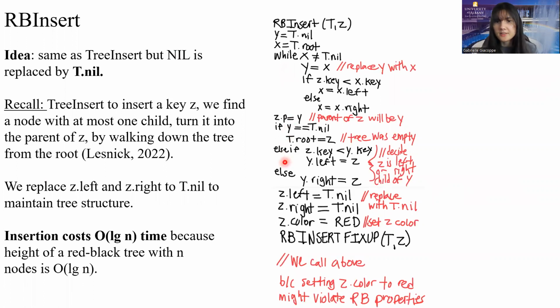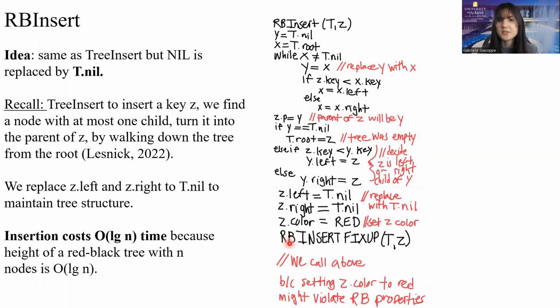So in this case, what I will mention is that we also have to assign z.left to T.nil, and assign z.right equal to T.nil, and we are making z.color red. We also are calling this algorithm, it's called RB insert fix up. I will get into it in the next slide.